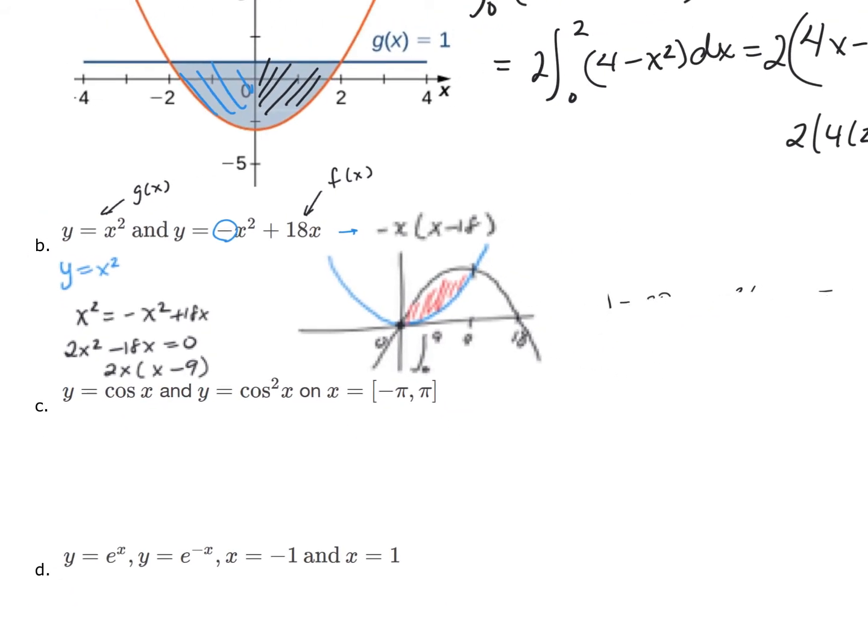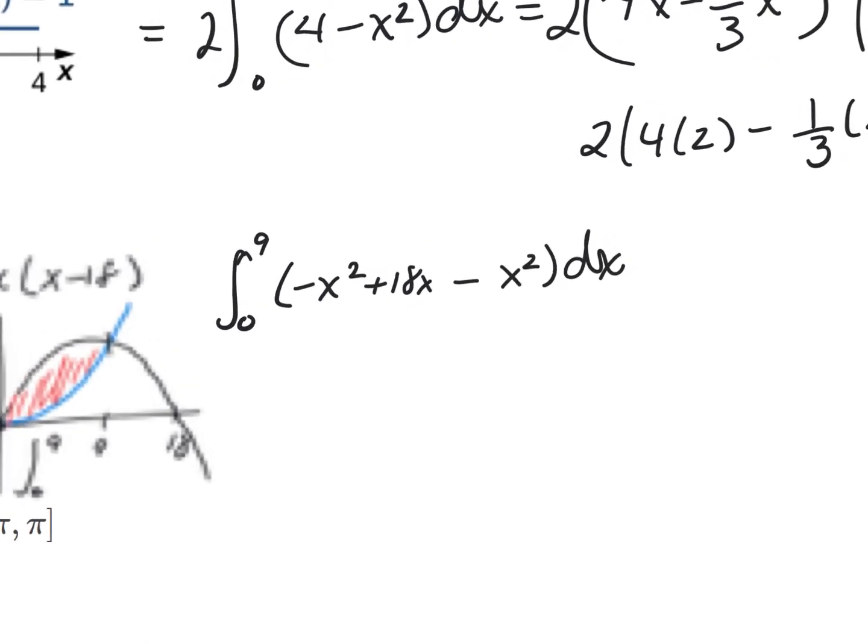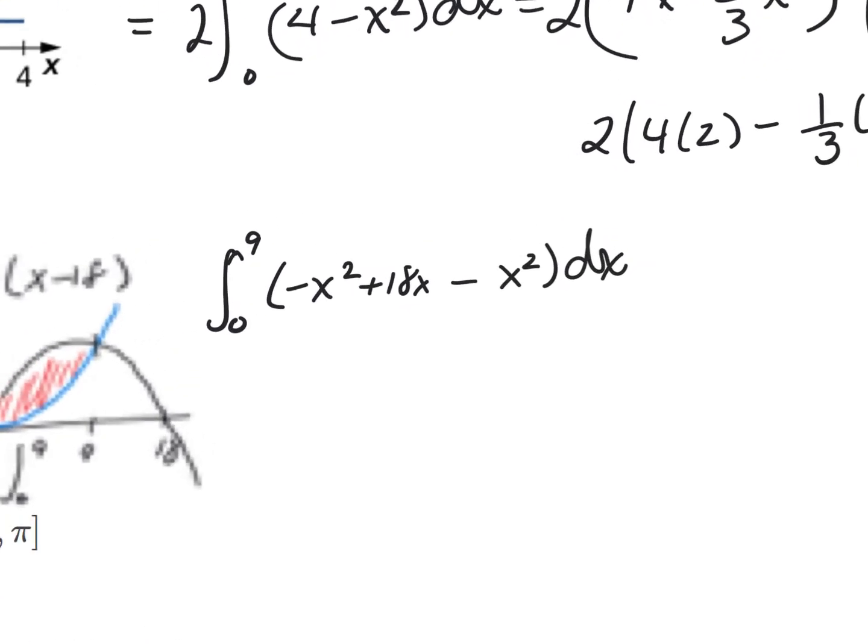So I'm just going to erase this. And so my integration then is the integration from 0 to 9. My upper function was the negative x squared plus 18x. My lower function was the x squared dx. So this is the integration from 0 to 9 of negative 2x squared plus 18x dx.